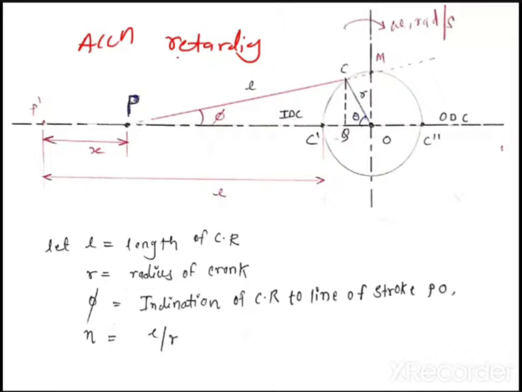Retarding means deceleration. So during a half cycle there will be the accelerating phase, and during a half cycle there will be a retarding phase. This I will explain later in this diagram. Means what? When the crank is moving from IDC to ODC, one half cycle will be accelerating, the other half cycle will be retarding. I will explain that properly later. You will not understand it now. But tell me, have you understood the mechanism? Be fast. Have you understood the mechanism?